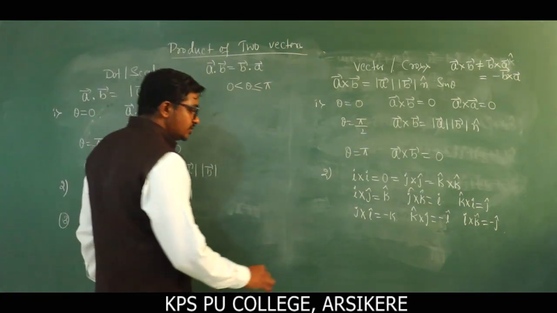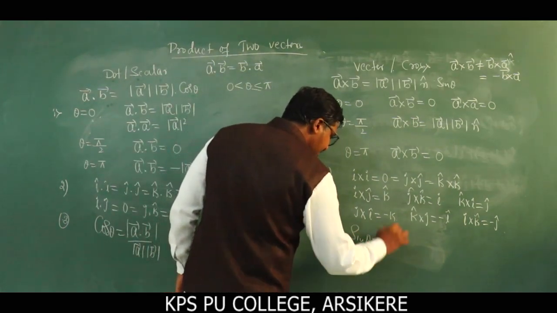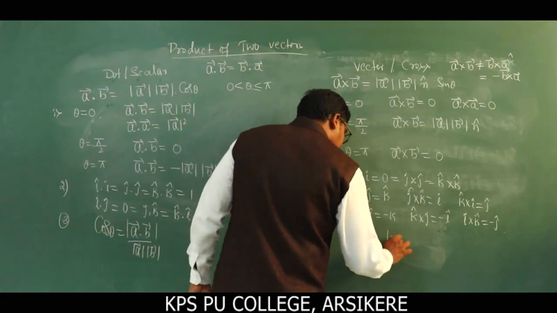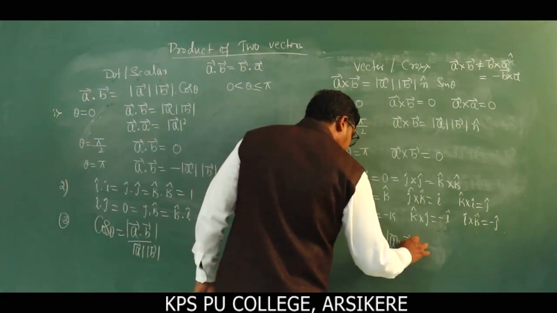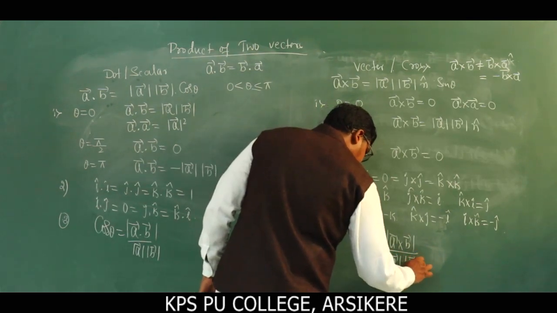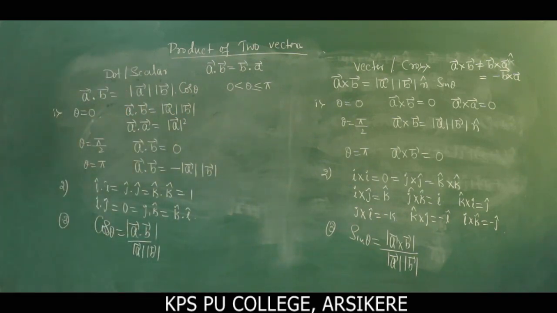Similarly, when we are finding sin theta, sin theta is equal to the magnitude of vector a cross b divided by magnitude of vector a into magnitude of vector b. There is a formula to find the angle between vector a as well as vector b. Take a pause and note all the things that are written here.